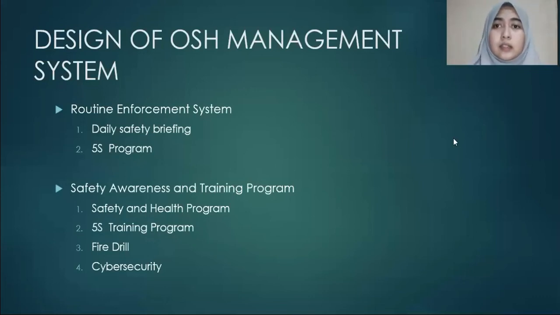Next, the design of the management system inside Aviatron is the routine enforcement system. In the morning, they have a daily safety briefing for the employers or supervisors to remind their workers to be careful and aware of possible hazards, so that the workers can avoid them and always be alert of their surrounding working environment.